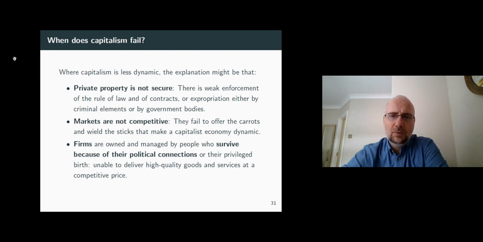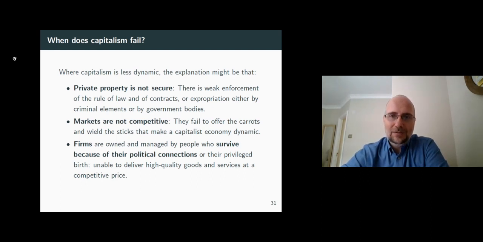It fails when private property is not secure, when markets are not competitive, and when firms survive not because they have a superior product or service, but because the government has served millions to their owners on a silver platter, because they were just well connected. That's when capitalism starts generating glitches, and if those glitches become widespread and systemic, voters may start demanding a systemic change. But this is bordering the nexus between economics and political science, a discipline which economists call political economy.